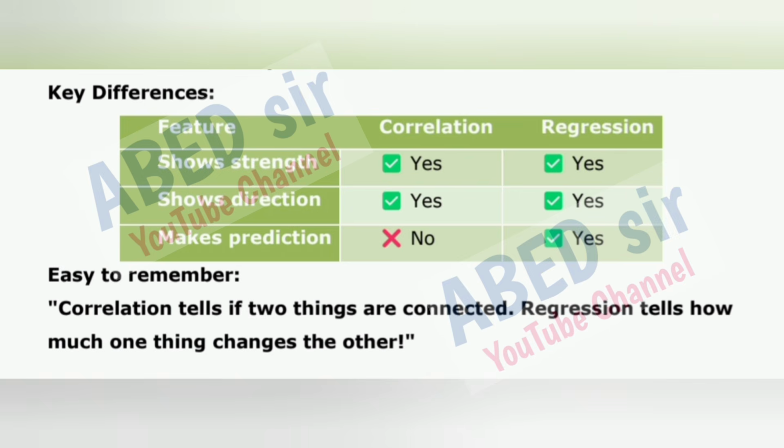Key differences. Feature: correlation, regression. Shows strength: yes. Shows direction: yes. Makes prediction: no, yes. Easy to remember. Correlation tells if two things are connected. Regression tells how much one thing changes the other.